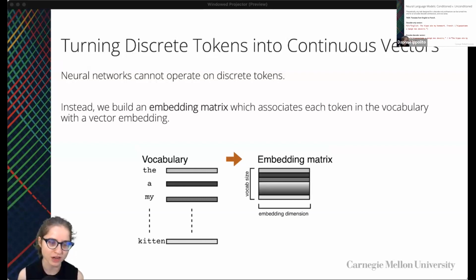And so you'll hear me talking about the vocabulary, which is this list of 50,000 tokens, let's say. And you'll also hear me talking about the embedding matrix. So the embedding matrix gives you just the embedding for each of the words in your vocabulary. So it's a matrix that has an embedding dimension, which is often something like 512 dimensions, and it has one row per word in your vocab.